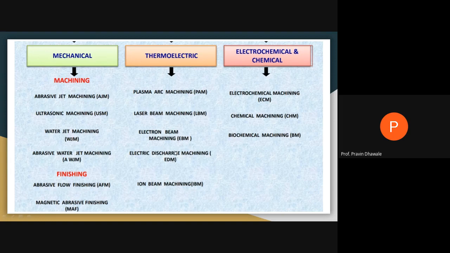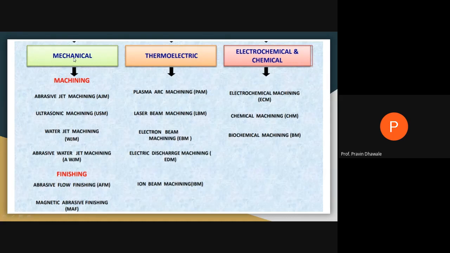If you are considering the electrochemical and chemical machining processes, there are certain types of machining that come under the heading of electrochemical and chemical machining, that is electrochemical machining, ECM, and chemical machining, CHM. These are the two types. There are also certain finishing processes: abrasive flow finishing, magnetic abrasive finishing. They are not included in your syllabus.